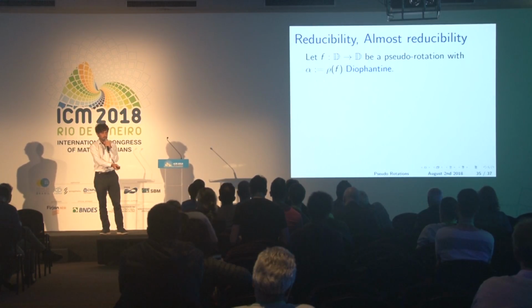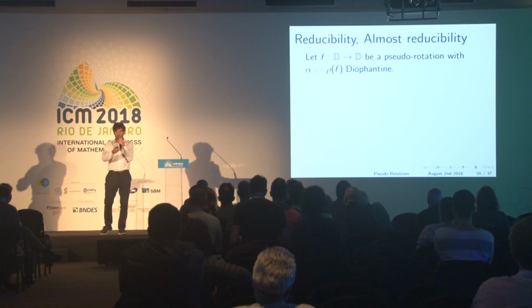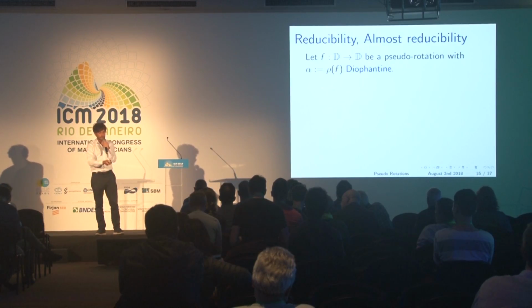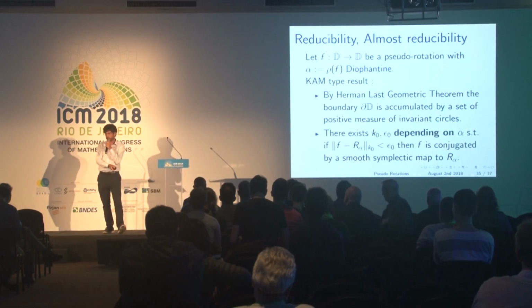But now you have a theorem that tells you: if I am close to this guy, I will have some result. And if it holds for all rotations, you expect a semi-global result. And that's what they got.